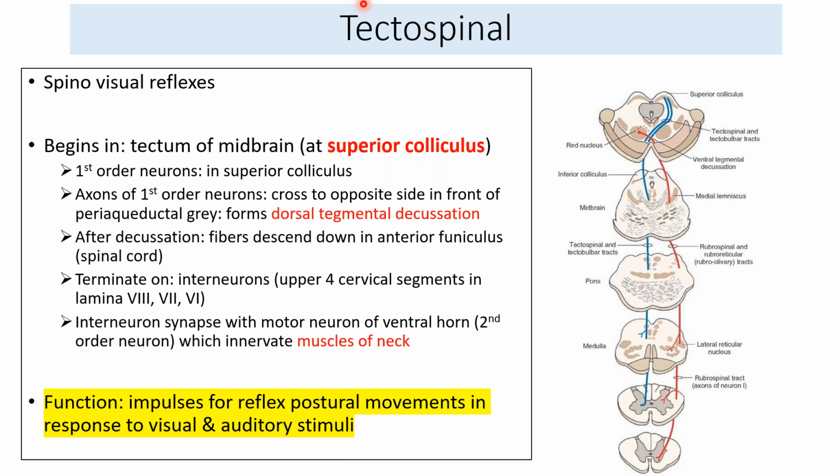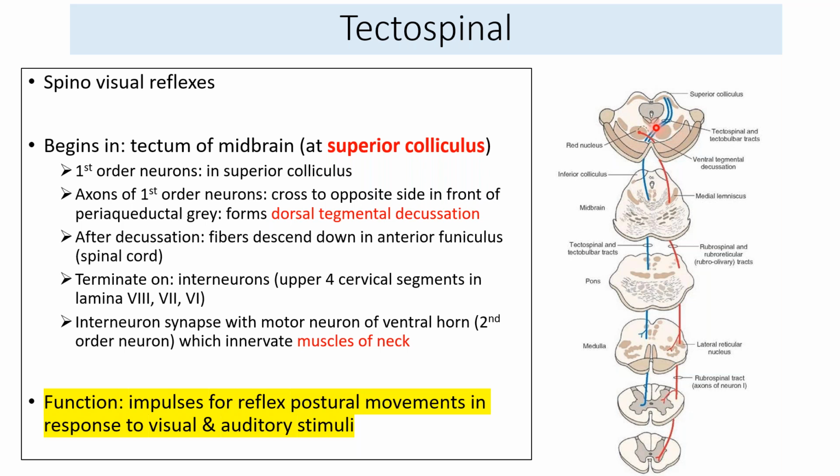As the name suggests, tecto means tectum of midbrain, and this is the cut section of midbrain. So the tectum of midbrain at the level of superior colliculus. This is the superior colliculus. So it starts from the tectum of midbrain, which is superior colliculus, and descends down at the level of the spinal cord. So the first order neurons are lying at the superior colliculus level. And then you can see at the level of midbrain only, it is going to cross to the opposite side, and this crossing over from both the sides will contribute to decussation.